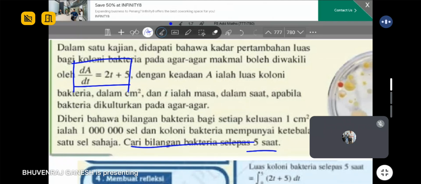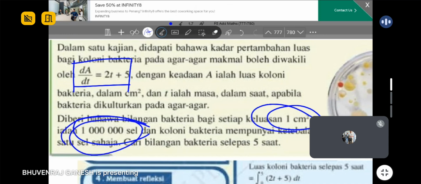So what must we do here? What do you all think? Try to think and see. What should I do here? I want to find the number of bacteria. Yes. Here we must integrate. Why integrate? You check here, guys. 1 cm square is 1 million cells. So we want to find how many cells. So how to know how many cells? We must know how much is the area or how big is the area. Berapa besar luas. So how to know what is the area value? We have to use this equation.